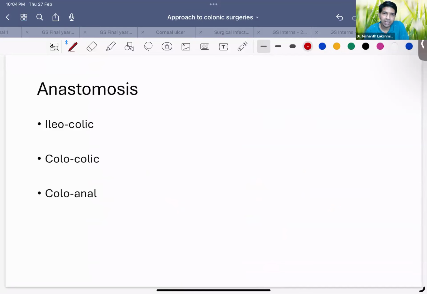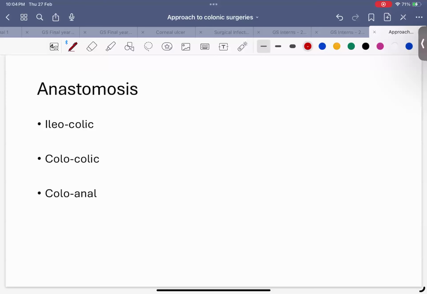Quickly coming to anastomosis. Which anastomosis has a higher chance of healing? Ileocolic, colocolic, or coloanal? Coloanal, high leak. What question did I ask you, and what are you answering? If I ask you your name, you're answering roll number. Sir, high leak. Ileocolic.